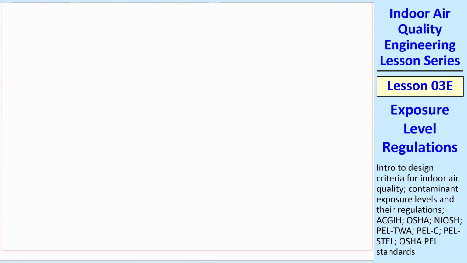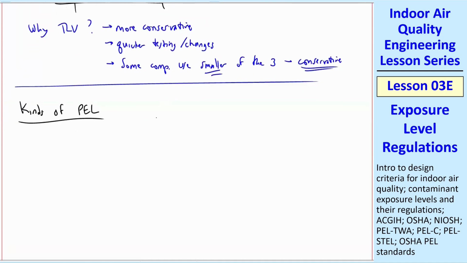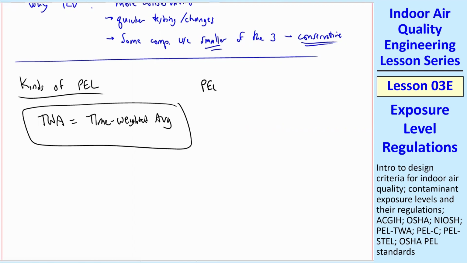Now, there's various kinds of PEL, so I want to talk about that next. And I mentioned TWA, and you saw an ST, etc. So let's look at these in detail. TWA is time-weighted average. We would call this PEL-TWA. By the way, if you just see PEL without any TWA, it means PEL-TWA. We will assume that unless stated otherwise. So this is the most common one.